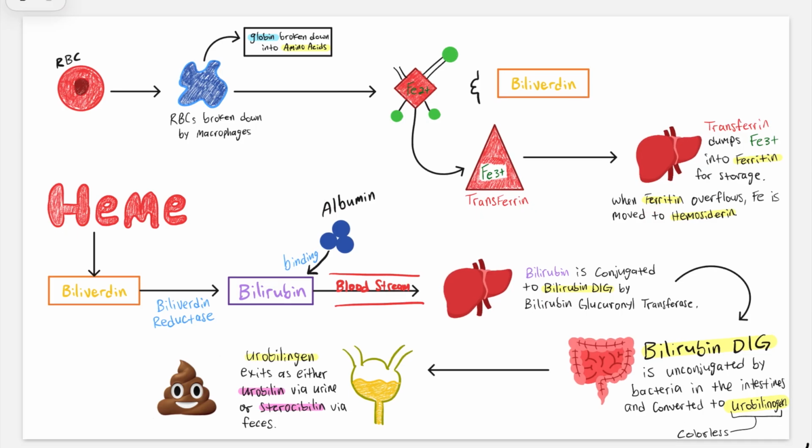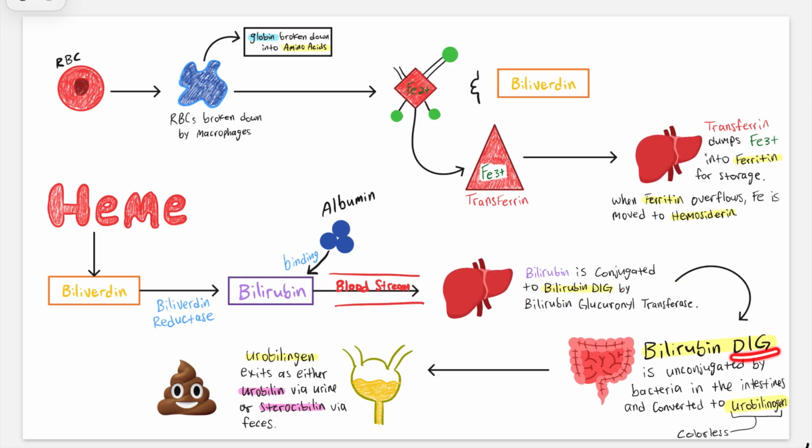And then in the other pathway, we have heme. Heme is going to be broken down again into biliverdin, like we saw over here. Biliverdin is going to turn into bilirubin through an enzyme called biliverdin reductase. Bilirubin is going to come together with albumin, and together they're going to travel in the bloodstream to our liver, and bilirubin is going to be conjugated into something called bilirubin diglucuronide by this enzyme.